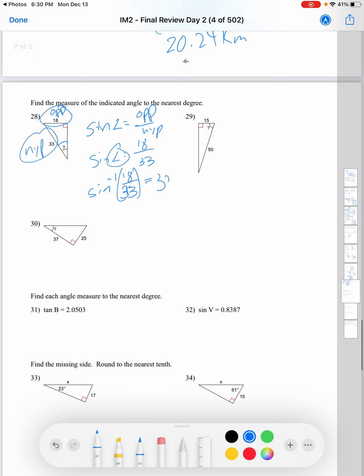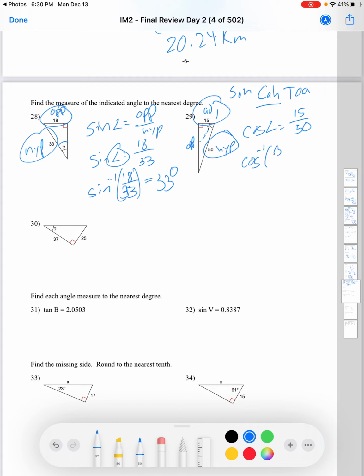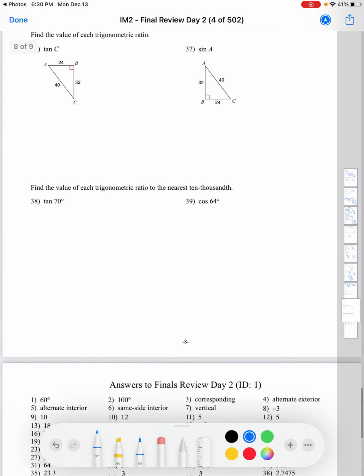Okay, 33 degrees. Here is our angle. This is our opposite side. Hypotenuse, this has to be adjacent. So we know A and H, that's cosine. Remember, it's SOH CAH TOA. So that's adjacent and hypotenuse. Cosine of the angle equals adjacent over hypotenuse. Since we're solving for an angle, do the inverse. And that's going to give us 73.